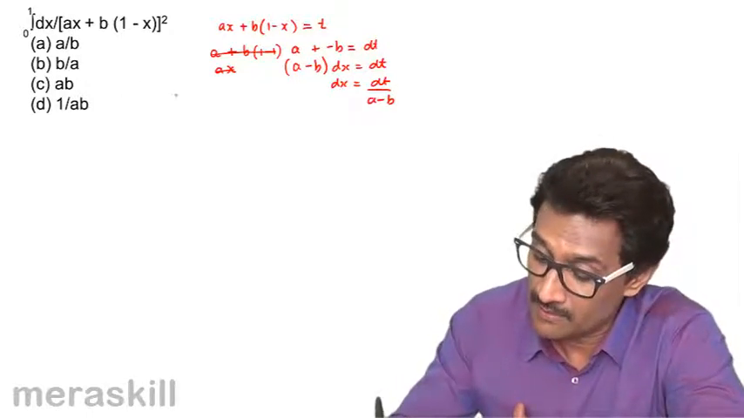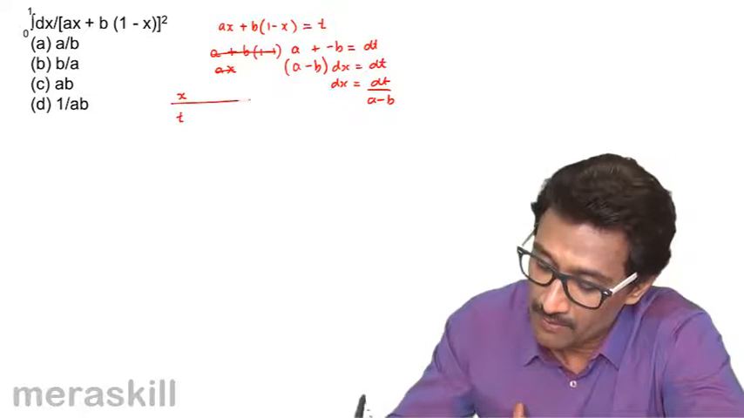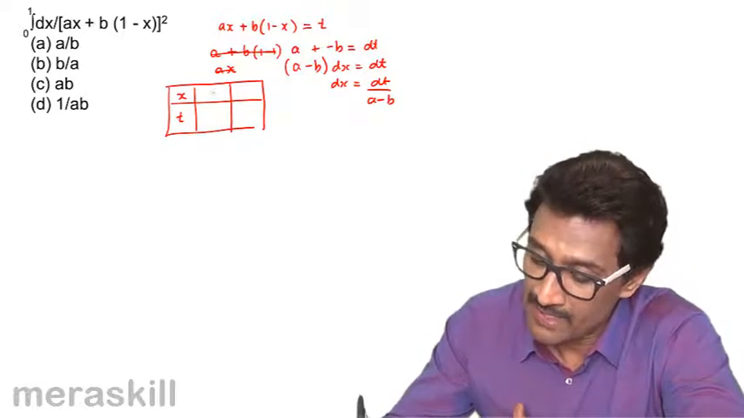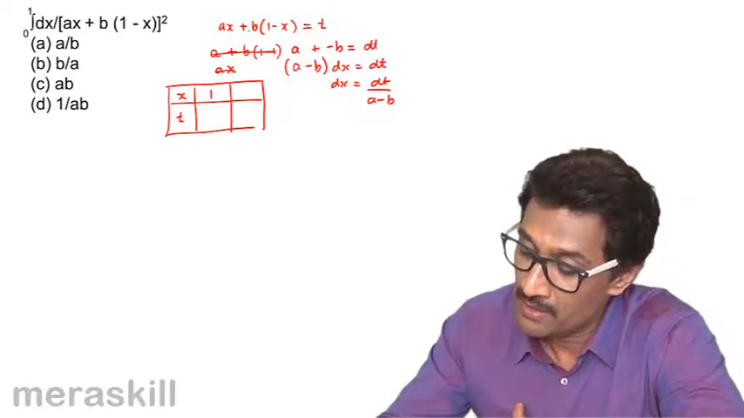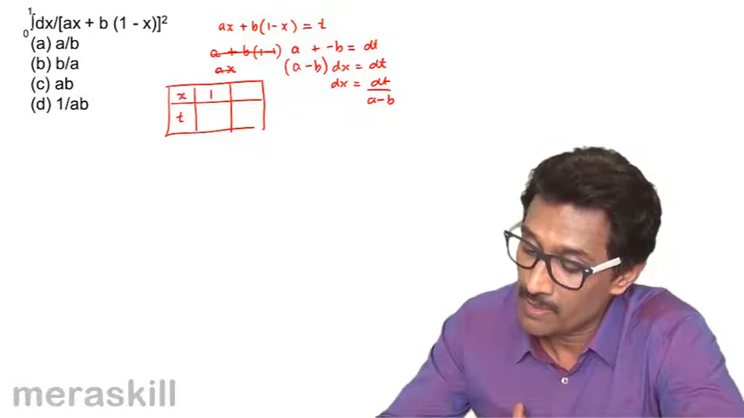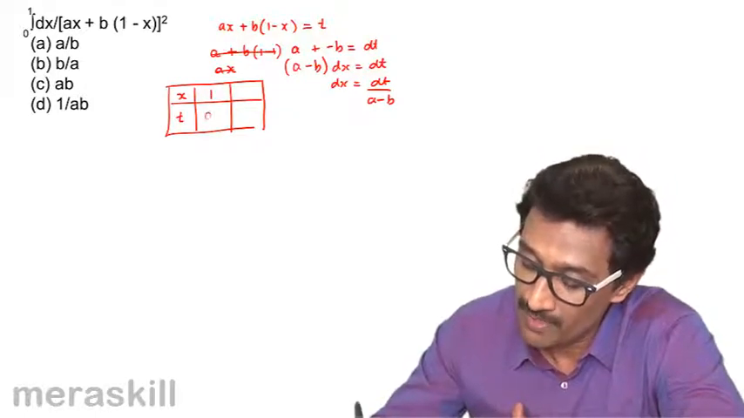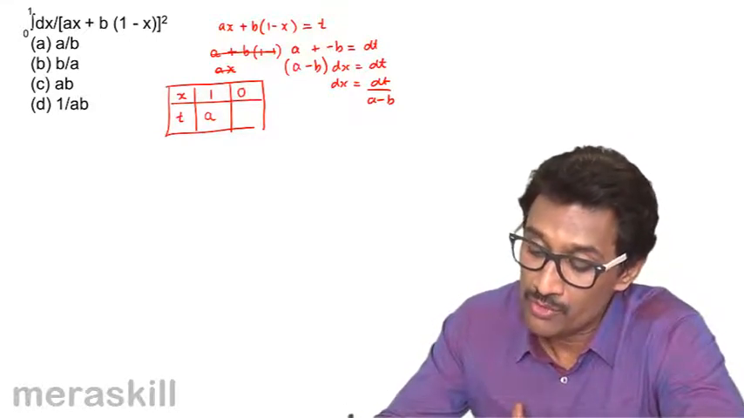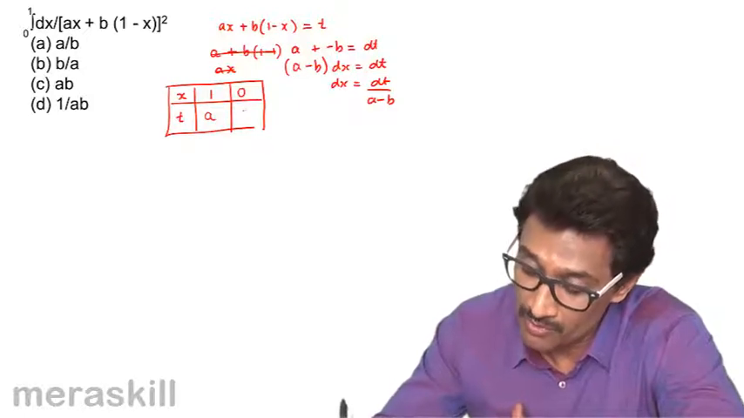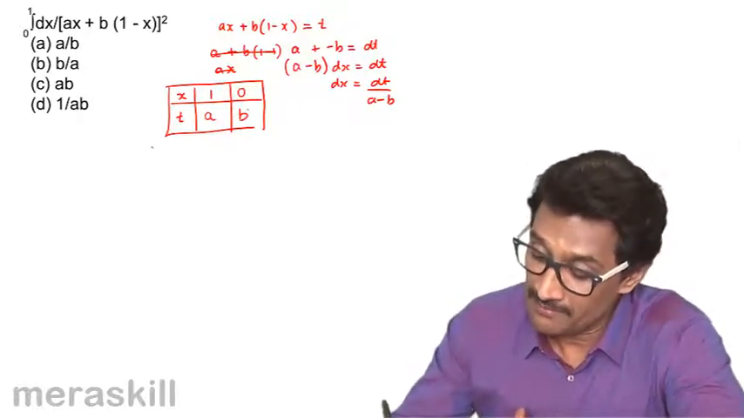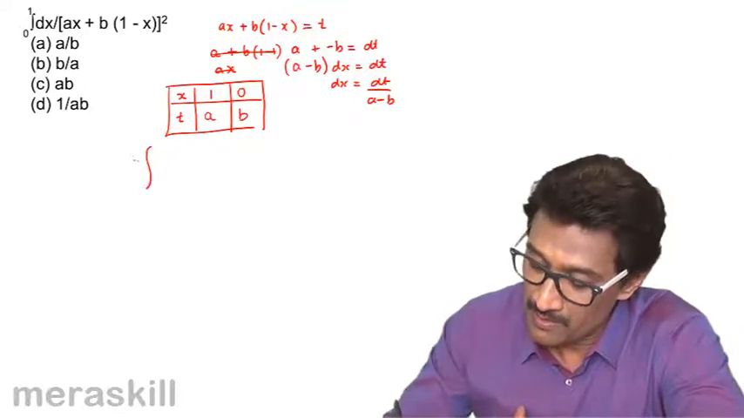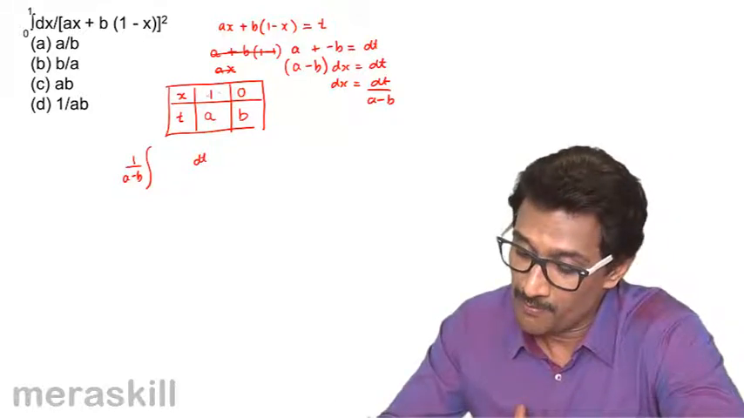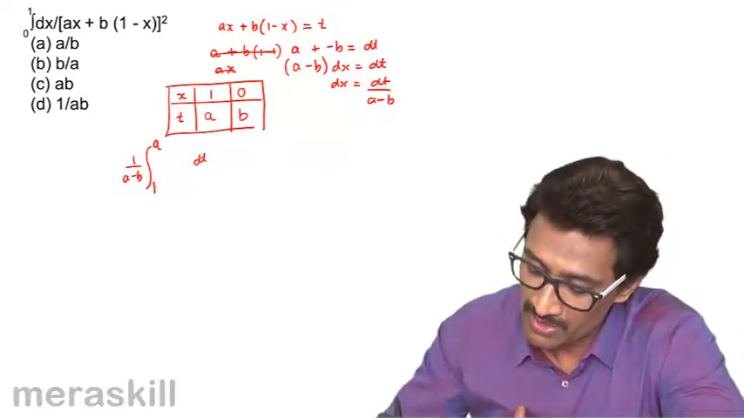Now let's see the range of x and t. Remember, a and b are constants. When x is 1, what will t become? A into 1 is a, plus b into 1 minus 1 is 0, so it will become a. And when x is 0, a into 0 is 0, b into 1 minus 0 is b, so it's going to be b. That means eventually it is going to be 1 upon (a minus b) dt, from 1 to 0, so it's going to be from a to b.